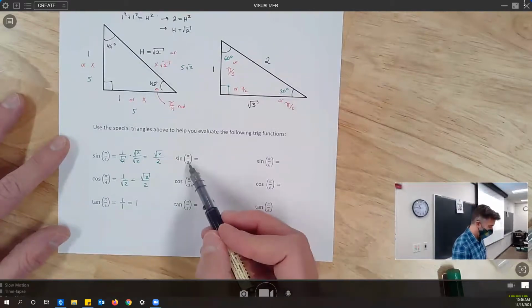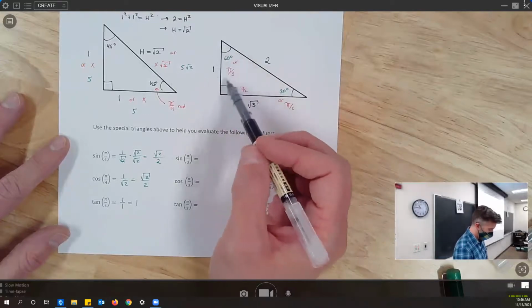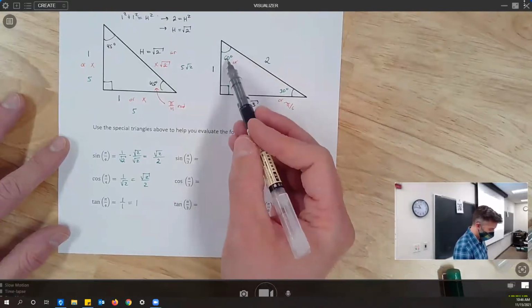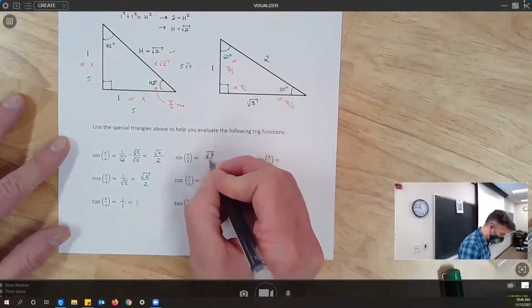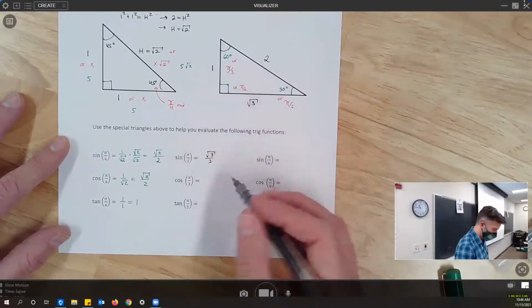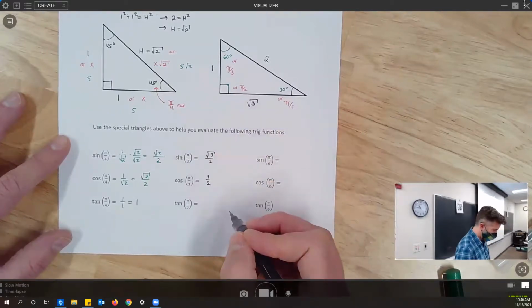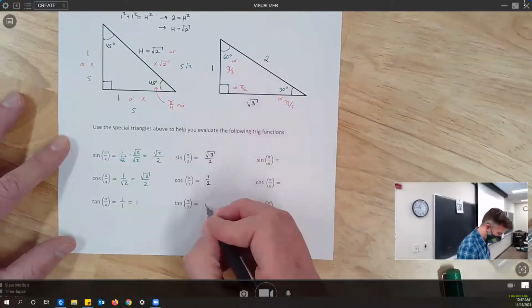So pi over 3 is 60 degrees. So I'm looking at this angle here. Sine of pi over 3 is opposite over hypotenuse, square root of 3 over 2. Cosine of pi over 3 is adjacent over hypotenuse, which is 1 over 2. Tangent of pi over 3 is opposite over adjacent, which is the square root of 3.